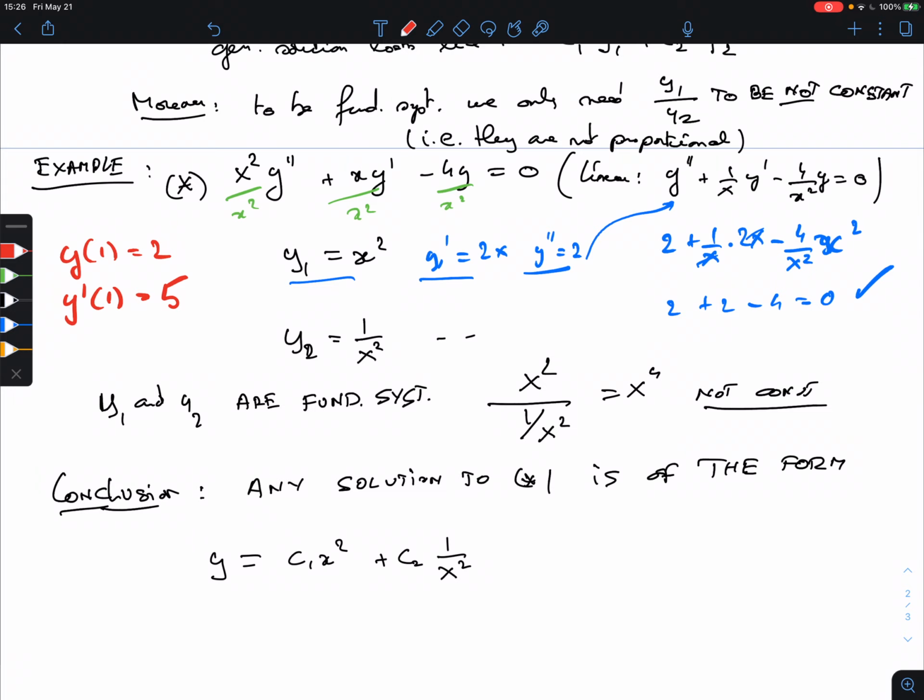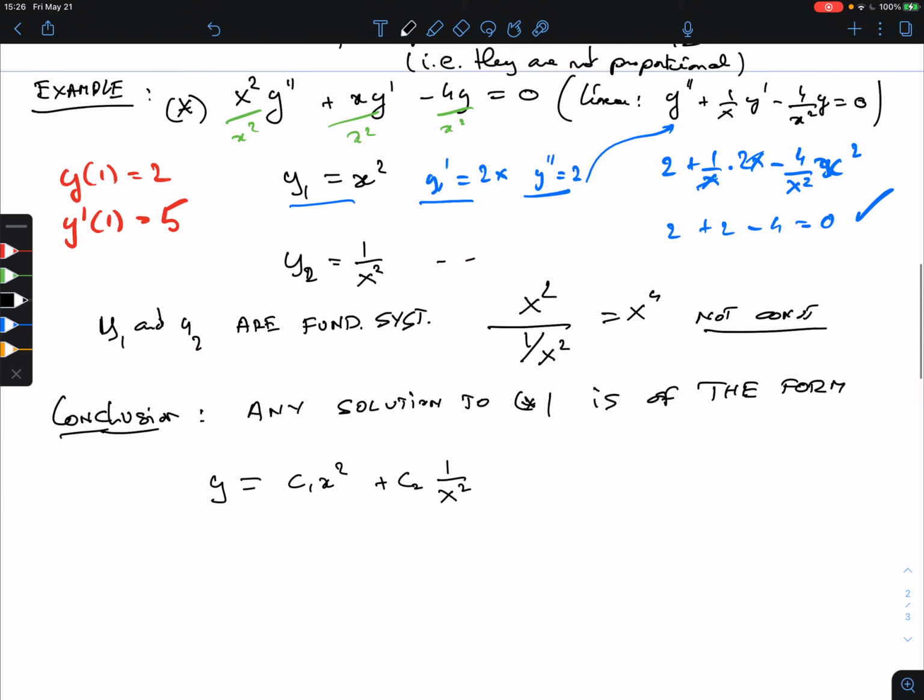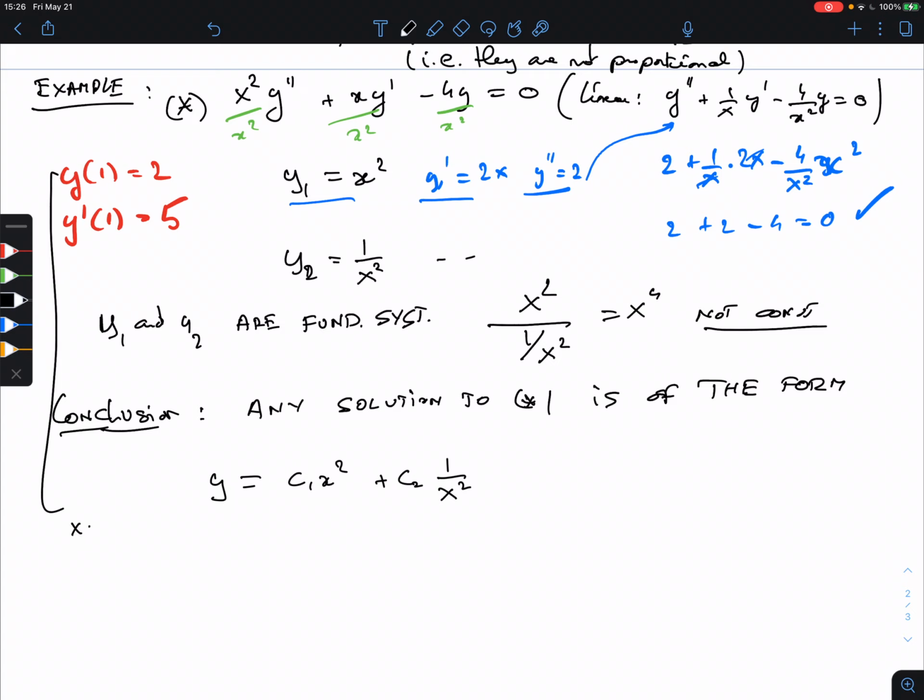How do we do that? Well, we plug this in. If x is 1, then y is 2, so 2 equals C1 plus C2. Oh, that was easy. Professor, I cannot find C1 and C2. There's only one equation. Oh yeah, you only used one initial condition. That's why we have two, so that you can solve for C1 and C2.